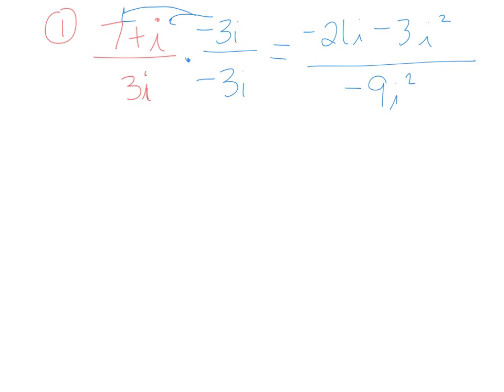Okay, so once you multiply everything out, you look for your i squareds. Anytime you see i squared, you can cross it out. It's a negative 1, so it switches the sign. So I'm going to make that a positive 3 on top. On the bottom, cross out my i squared and make it a positive 9 on the bottom.